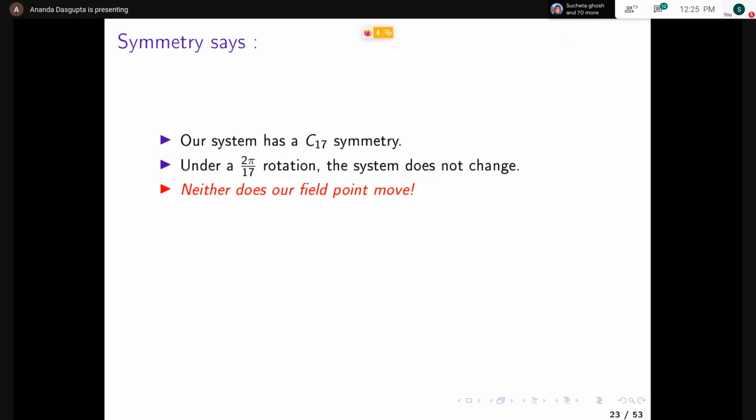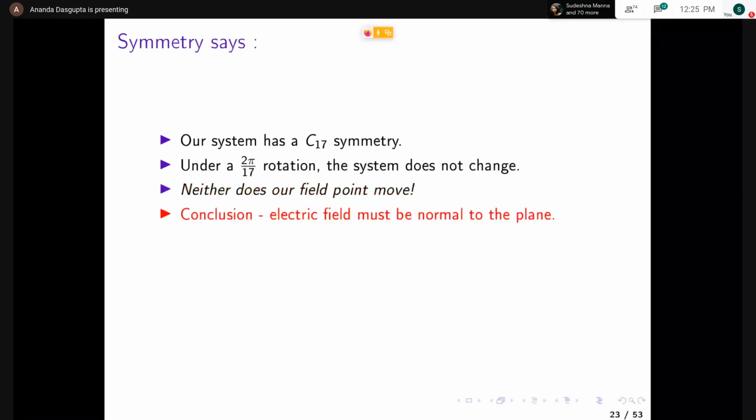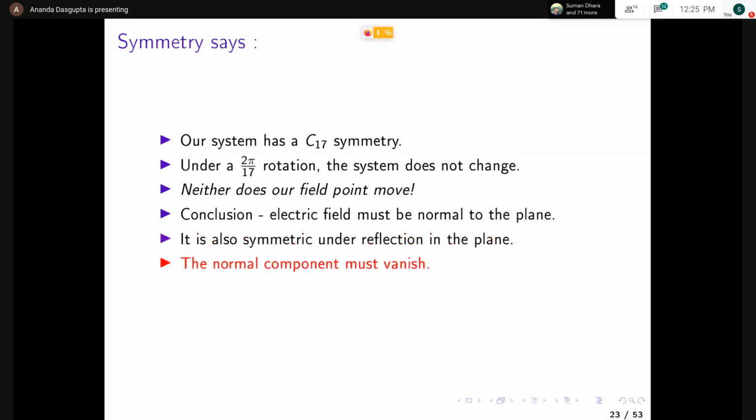So this is just a recap in the symmetry language of what our pictures told us. The conclusion was the electric field must be normal to the plane. Our system is also symmetric under reflection in the plane, and the normal component must vanish, because under reflection the normal component reverses. So if it has to stay the same and yet reverse, it must be zero. So this was our symmetry argument.